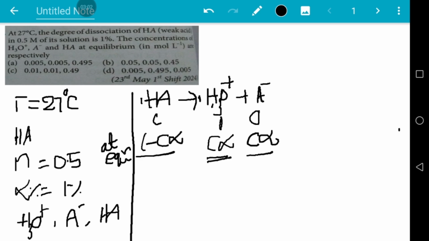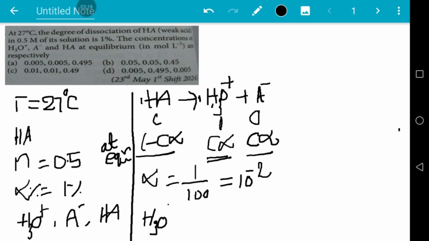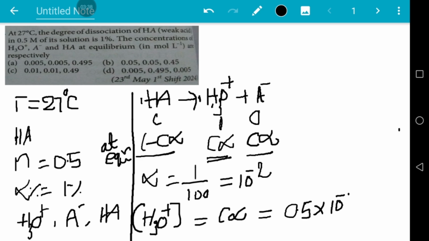Now the alpha value: percentage 1 divided by 100 gives 10 power minus 2. Now first calculate the H3O plus concentration. The formula is C alpha, where C is the molarity, 0.5, and alpha is 10 power minus 2. So this value comes to 0.005. This is the H3O plus concentration.